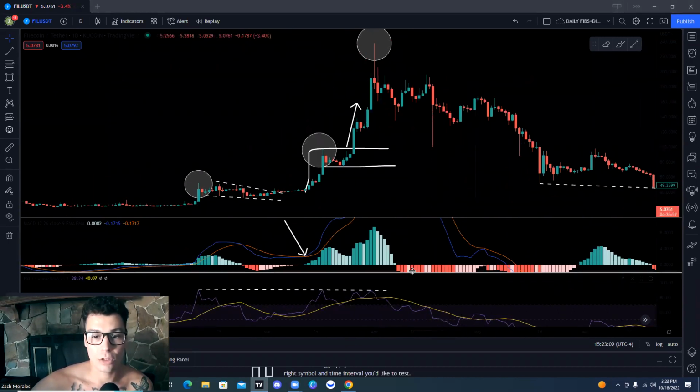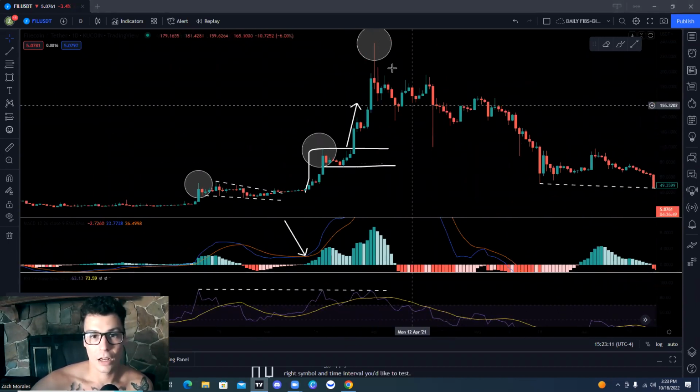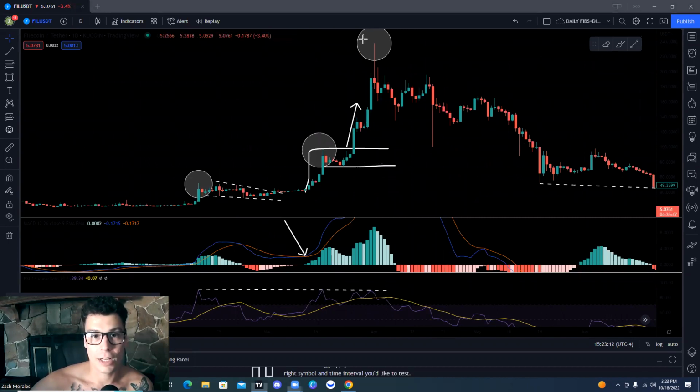And now we're going to look at our relative strength index. So I want to highlight, I've already highlighted it, but I want to point out to you guys, we have a high right here. We have a higher high right here. And then we have another higher high right here. Now look at our relative strength index.